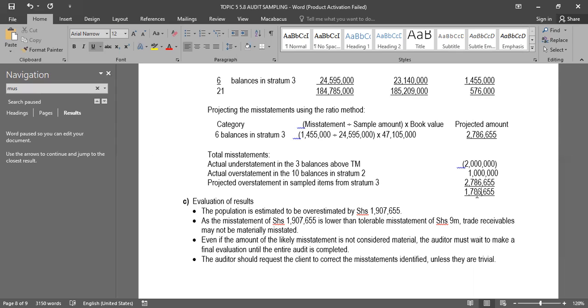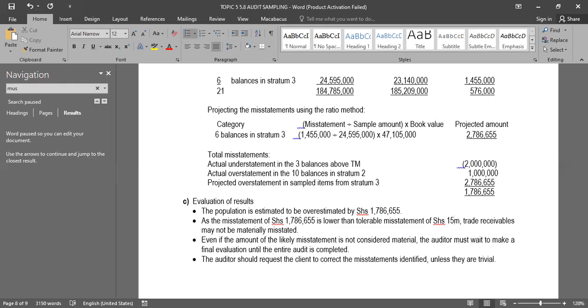Are they correct or wrong? Do they make sense or they don't make sense? And now in conclusion, we say that the population is estimated to be overstated by this figure here, not 1.7, but rather 1786. Okay. So the misstatement of 97, this very misstatement of 786, is lower than the tolerable misstatement that we agreed upon, which is 15, then we say that our trade receivables may not be materially misstated. Okay, that's how we conclude these things.